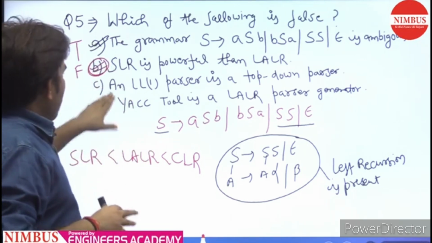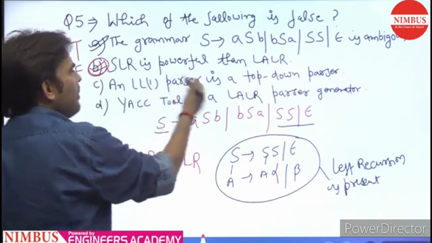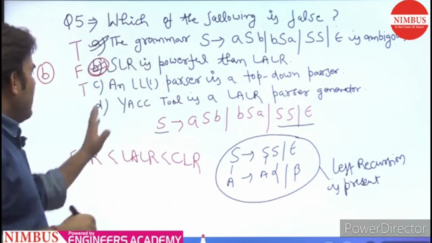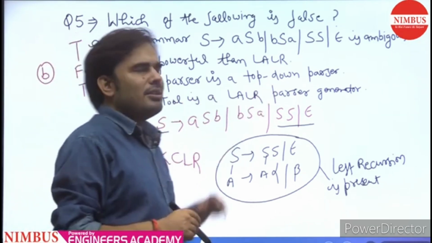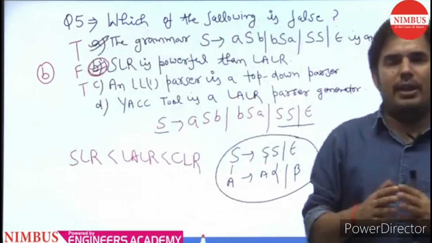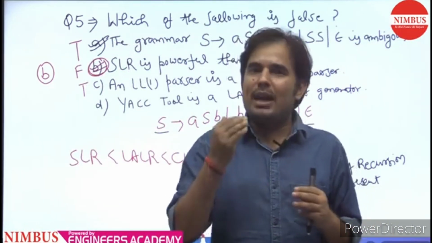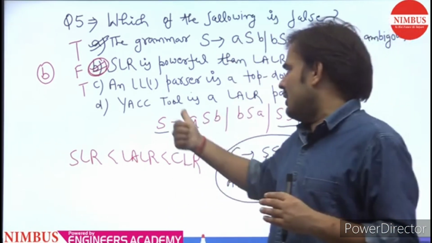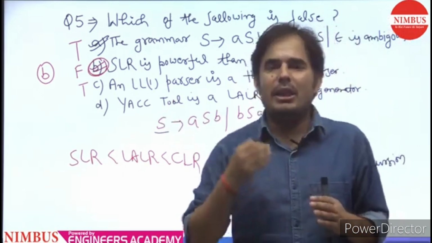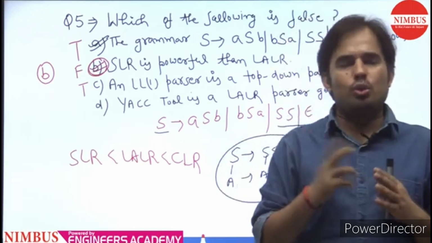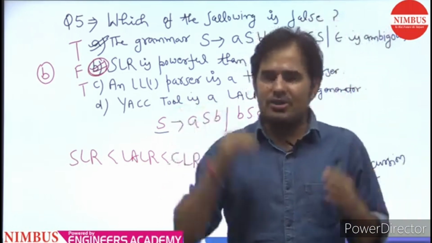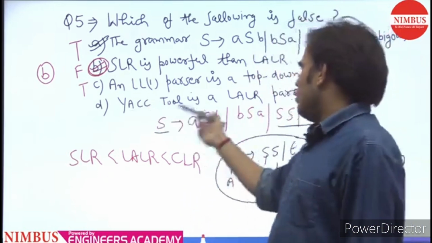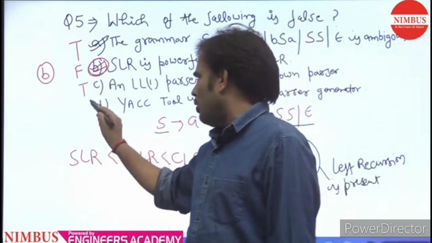Let's see how option C is correct here. LL1 parser is a top down parser. Yes, this is a true statement. Yacc tool is a LALR parser generator. As we know, we have two ways to generate a parser. The first is hand code, and the second is tools. Yacc is yet another compiler compiler, and we have another tool, Bison. These are the two tools to generate parsers, and we also have one method, hand code. So yes, Yacc tool is a LALR parser generator. This is also a true statement.